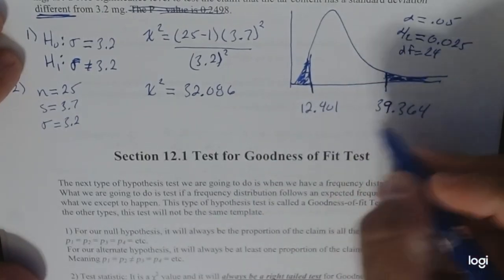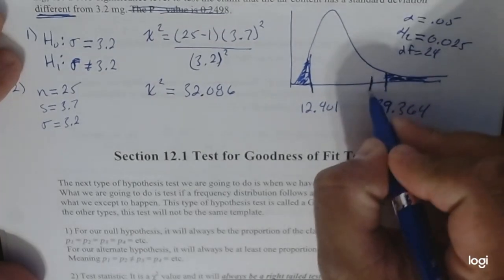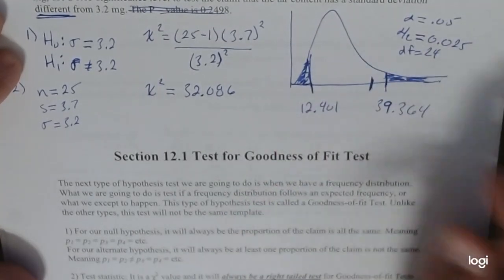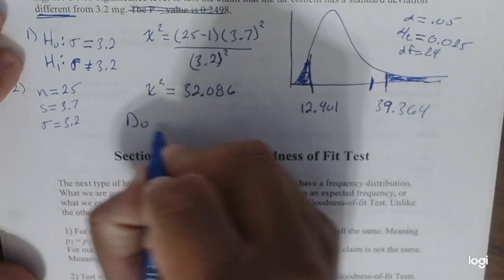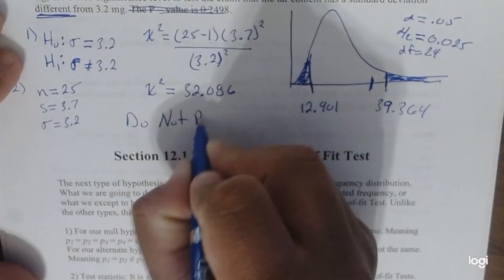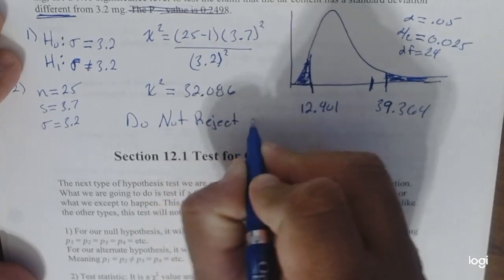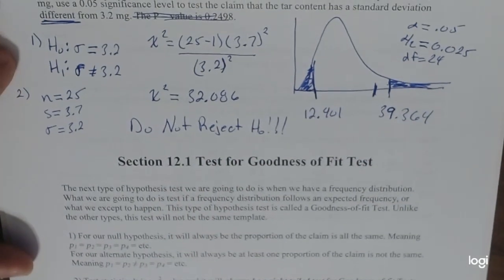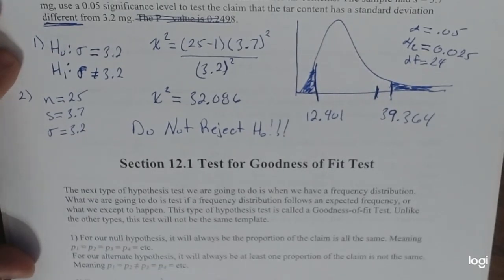So 32 is roughly over here, right? So since it's not within our ranges, right? It's not in the shaded region. So this means we do not reject H naught. Right? Don't reject it because it's not within our critical regions we're looking for.